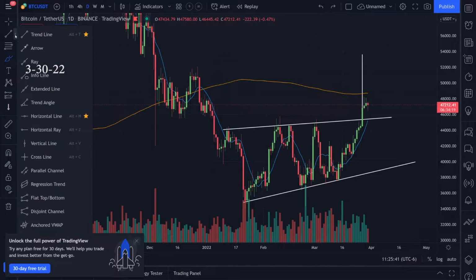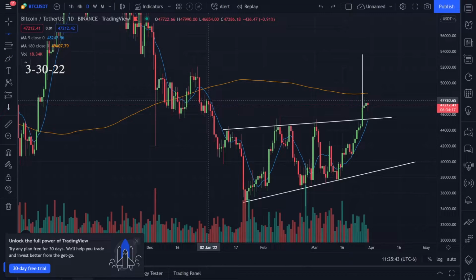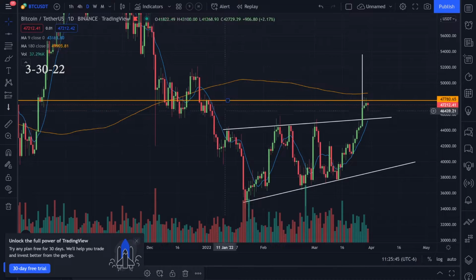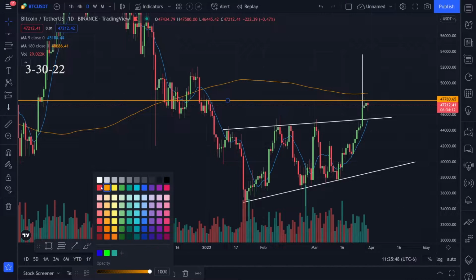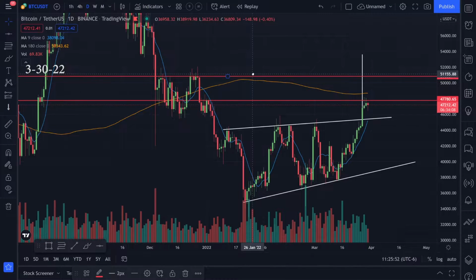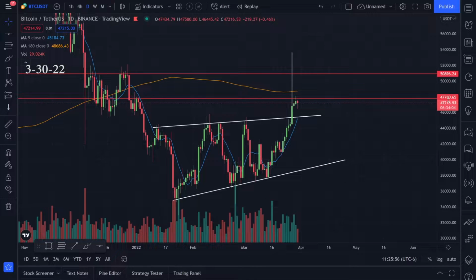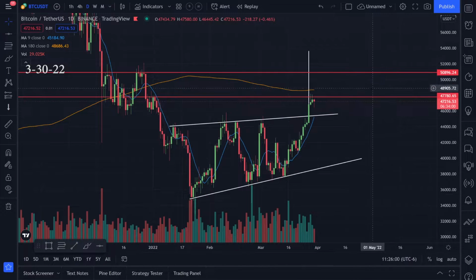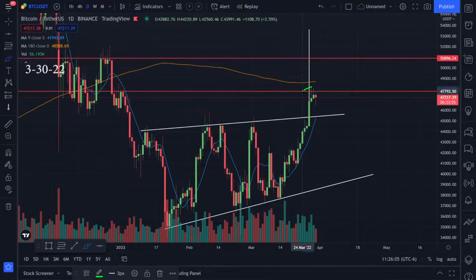Let's go ahead and do some horizontal red lines at these resistances. We have one right here. Let's go ahead and change this to red. And then we'll also drag and copy another one, maybe something like this. The first one is sitting at 47,780. The second one is 50,896. Like I was saying, we have to get past these red horizontal lines before we can get to the next one and ultimately the target.